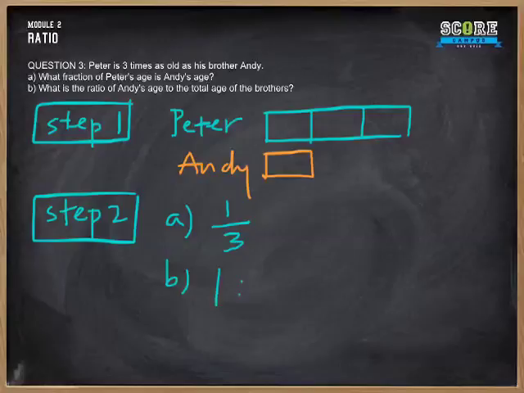Total age of the brothers, 1 box plus 3 boxes, which is 4. 1:4. And that is your final answer. That's it. We're done with question 3.